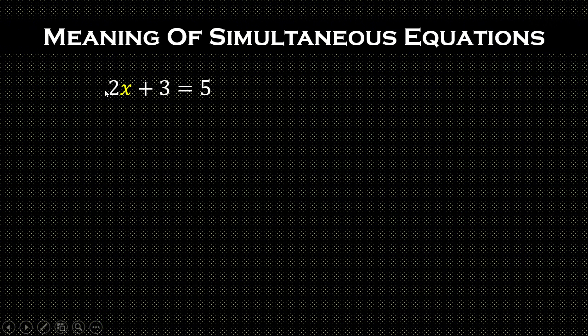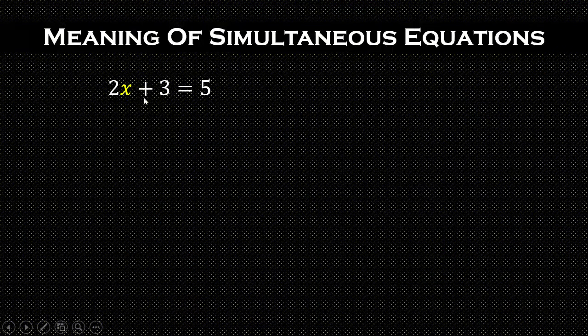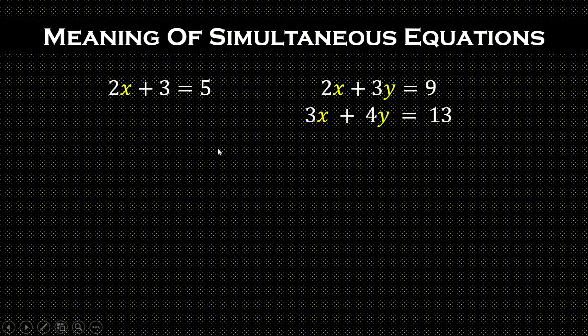In the previous section we have seen linear equations in one variable. This is an example of a linear equation in one variable because x is the only variable in this equation. So if there is one variable, only one equation is sufficient to find it. But if there are two variables in an equation, for example 2x plus 3y is equal to 9, x and y are two variables. So we need two equations to get the values of x and y.